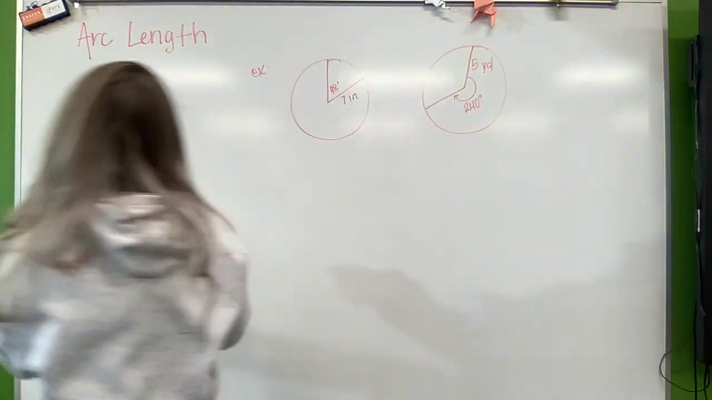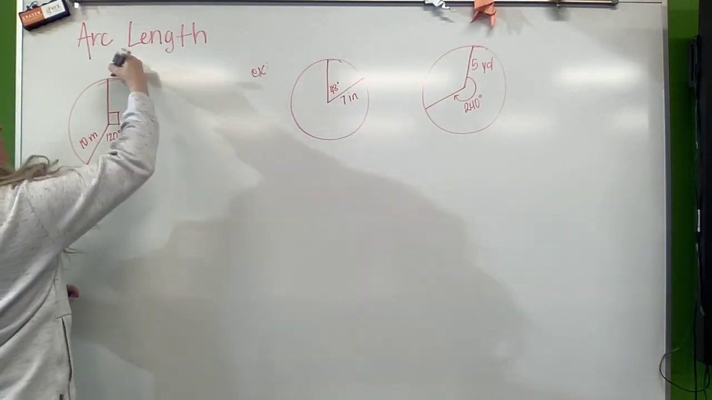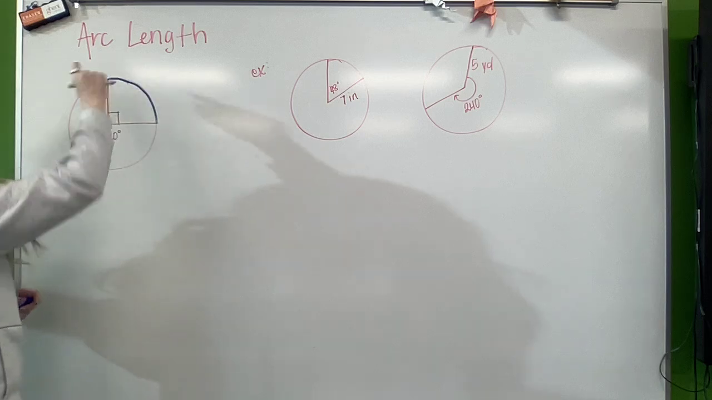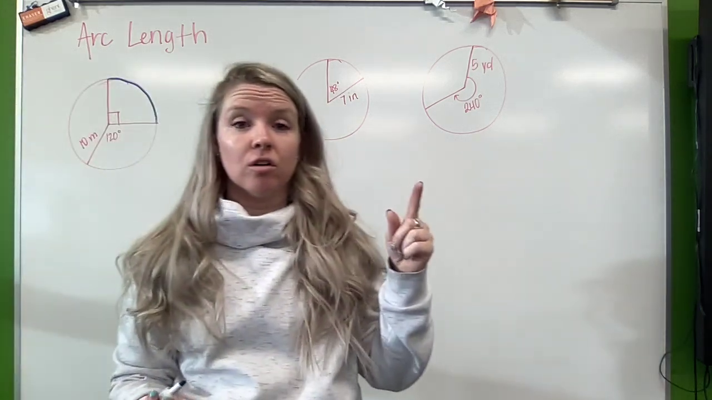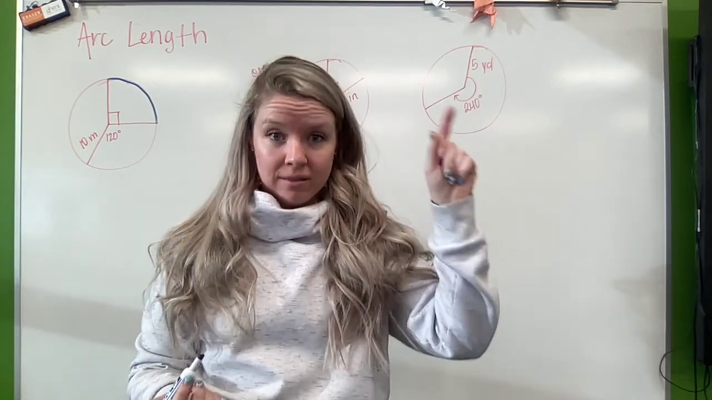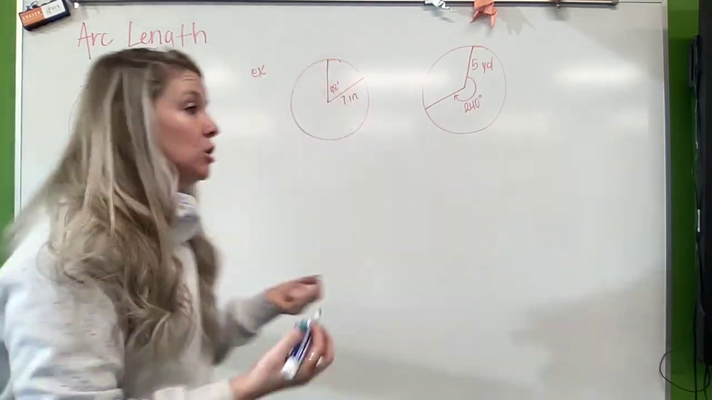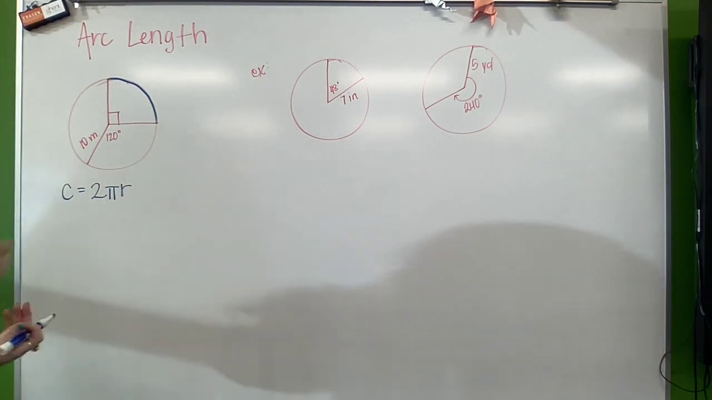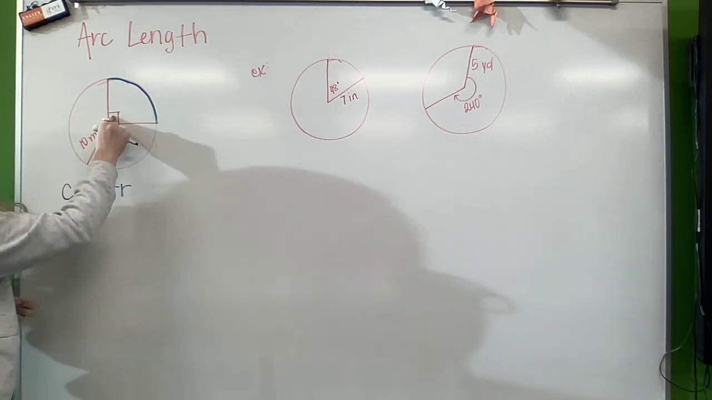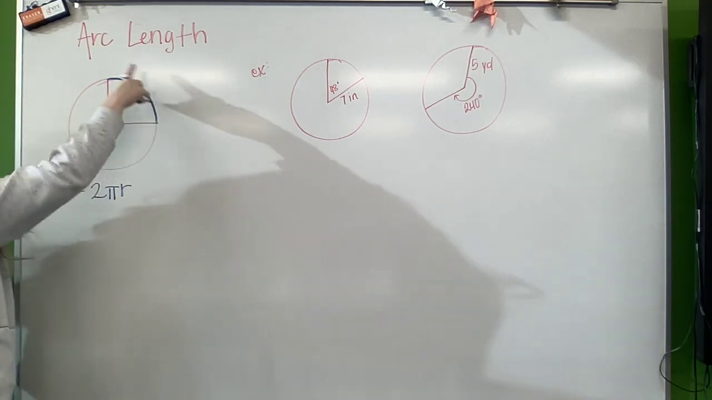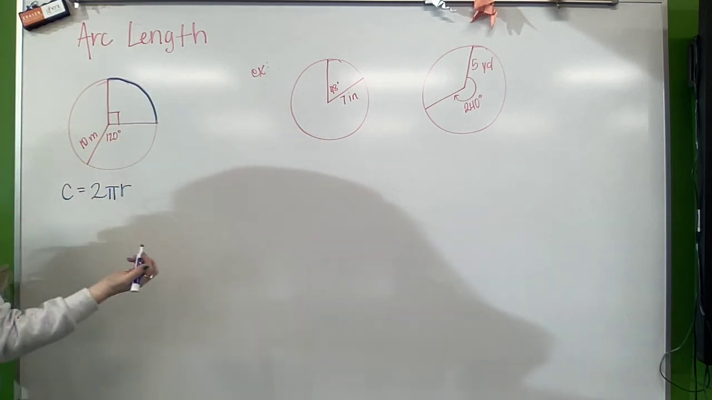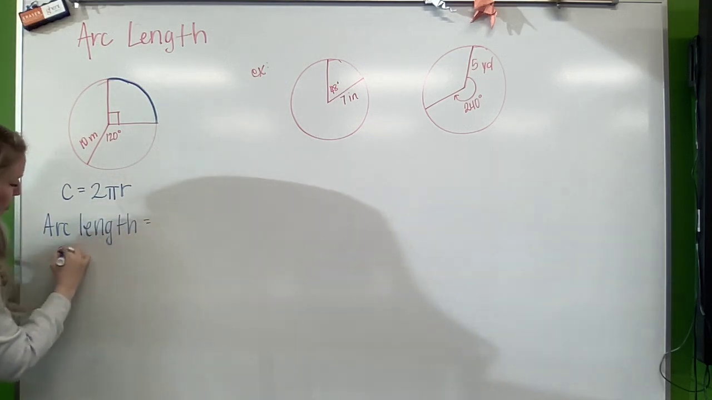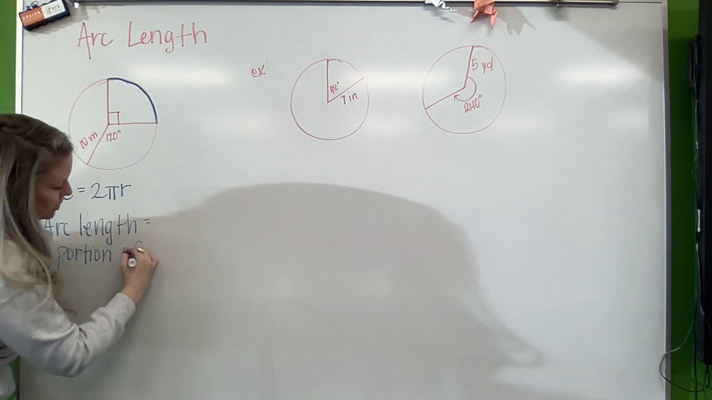So what we're looking for, let's say we have this angle and we have this arc here. We are looking for the distance from this point to this point. It is on the outside of the circle, and we already know how to find the full distance around that circle, that's circumference. So we're going to be using that when we're dealing with our arc length. What we're looking at is we just want this piece of that arc, okay? Or this piece of the circumference. So all we're looking for with arc length is a portion of the circumference.